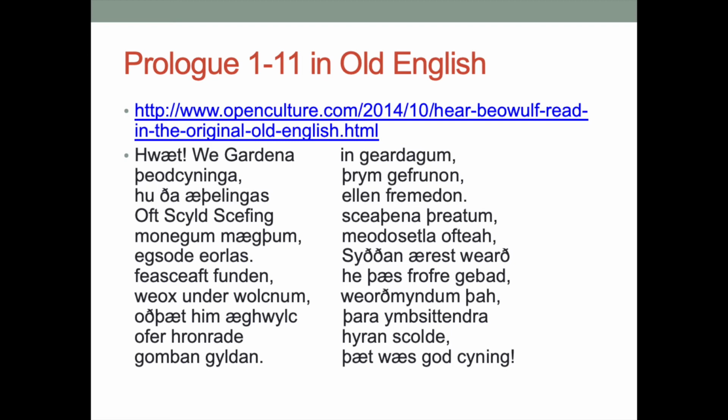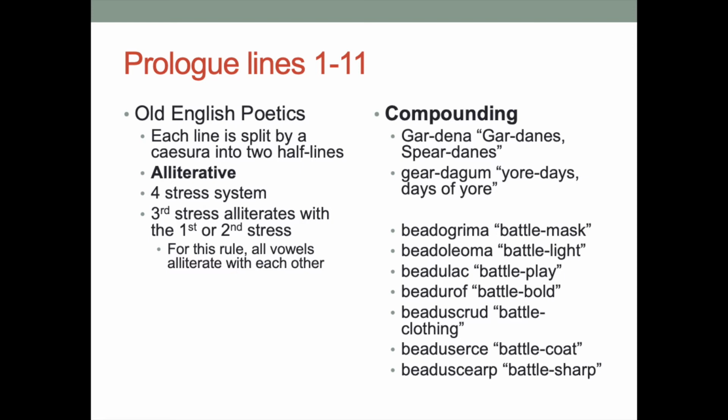So hopefully you were able to hear some things that sound a little bit familiar to English. My favorite part is the last bit where he just says, like, that was good kuning, which means that was a good king. So very similar there. But hopefully you heard some alliteration and you maybe saw some of the compounding of words. So just to remind ourselves, alliteration is the occurrence of the same letter or sound at the beginning of adjacent or closely connected words. A good example of this is in the last line where he says gomban gyldan. So the g there is a good example of alliteration.